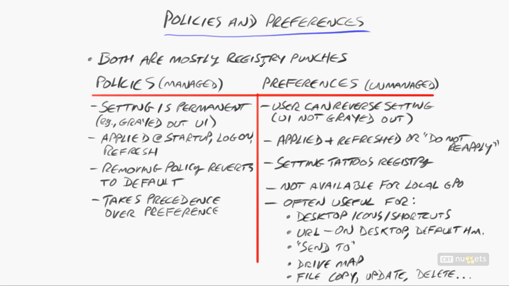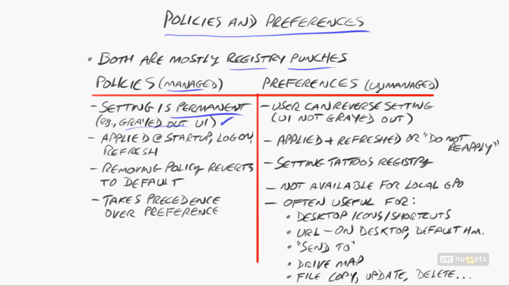Some things to keep in mind is both of these really are just registry punches. It's just that the policies write to the registry in a location in such a way that they are revertible back to the defaults if you remove the policy. Preferences, not necessarily so. Now, let's take a look at a comparison between these two. With a policy, these are also called managed policies. When you make a setting, it's permanent for as long as that policy is in effect. For example, if it's a UI item, maybe the UI is grayed out. That would be the case, for example, when we tried to change our desktop background and we were prevented from doing so by policy. It was grayed out and unavailable.